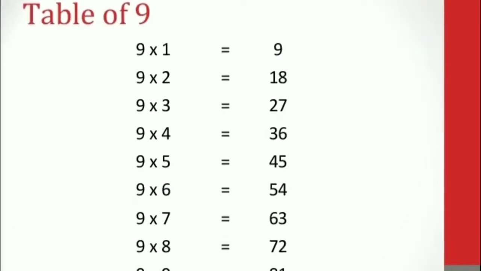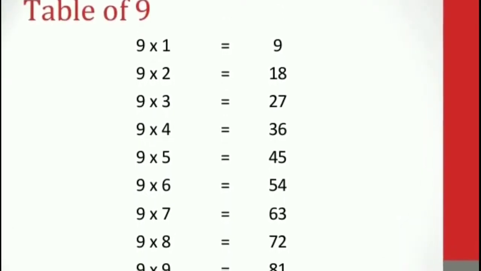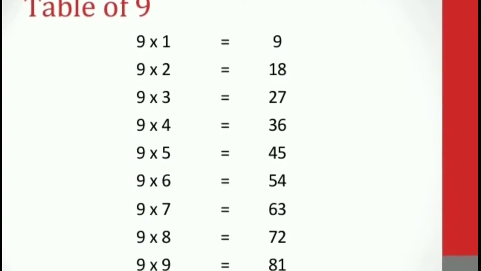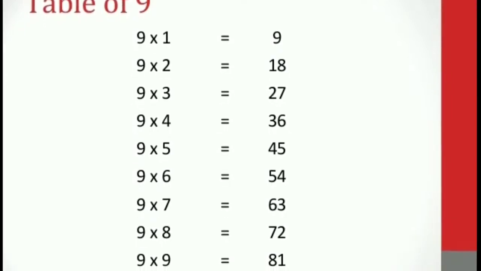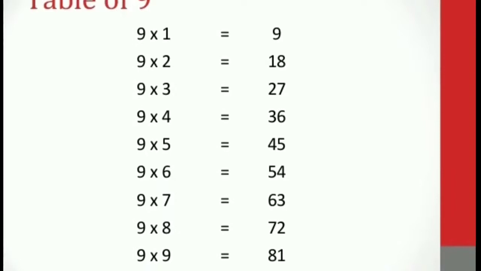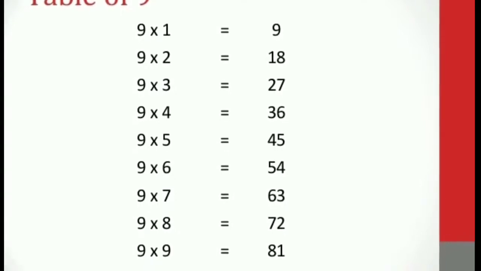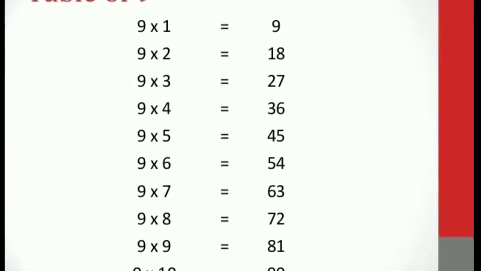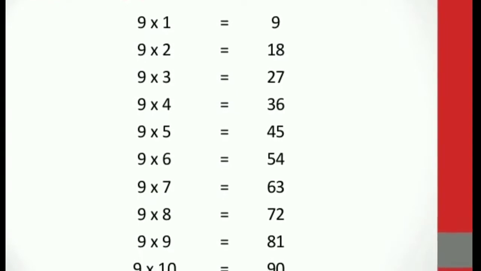Table of 9. 9 ones are 9, 9 twos are 18, 9 threes are 27, 9 fours are 36, 9 fives are 45, 9 sixes are 54, 9 sevens are 63, 9 eights are 72, 9 nines are 81, 9 tens are 90.